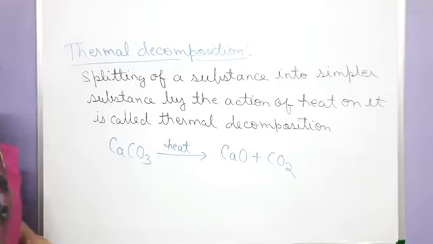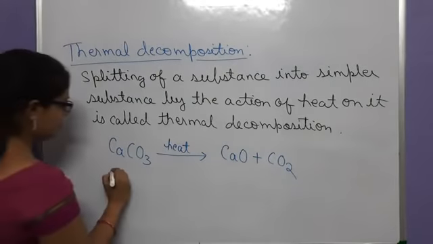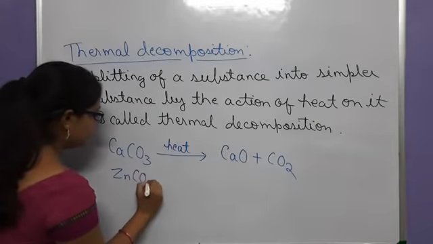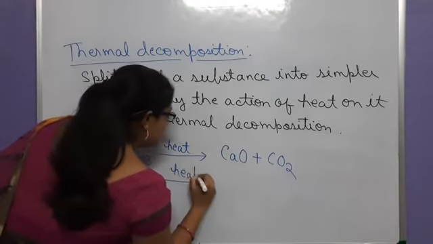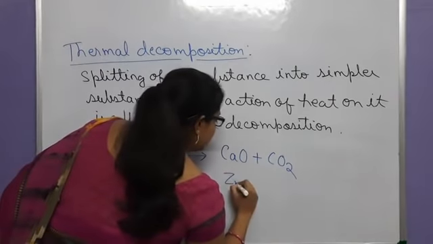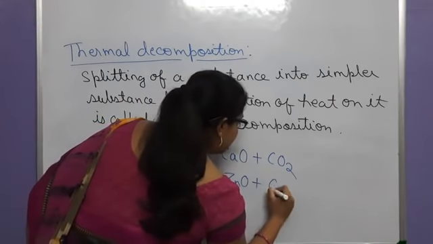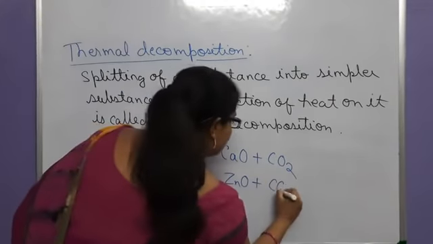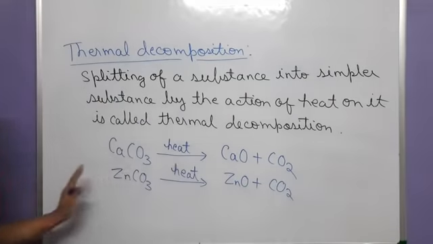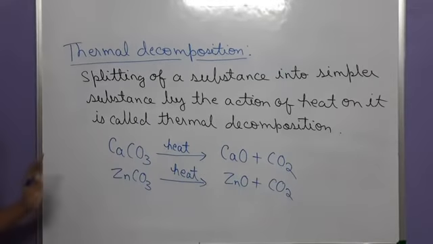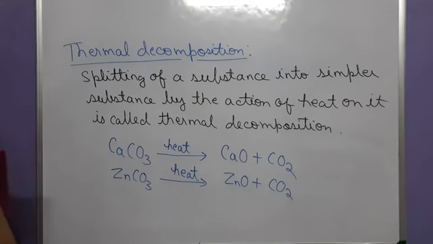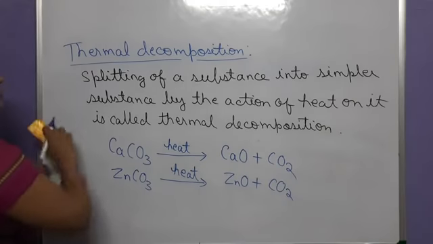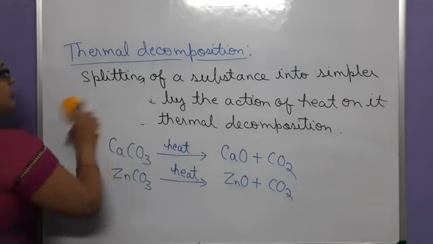Okay. The next example is zinc carbonate. When heat is passed on it, it decomposes into zinc oxide and carbon dioxide. So this is the splitting that goes on when heat energy is passed on zinc carbonate. Similarly, some other examples are also there. I hope that this definition is clear.